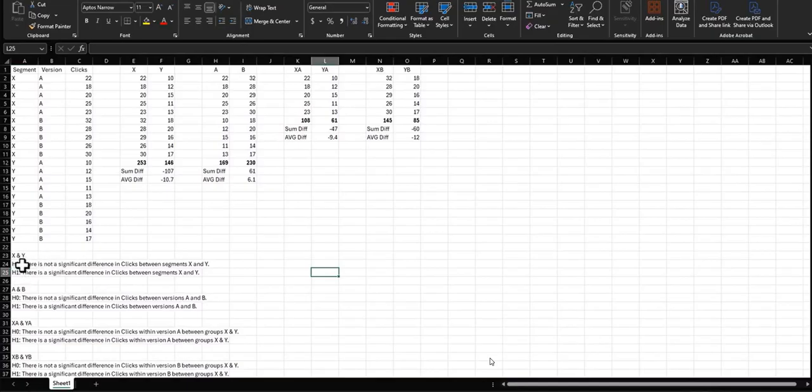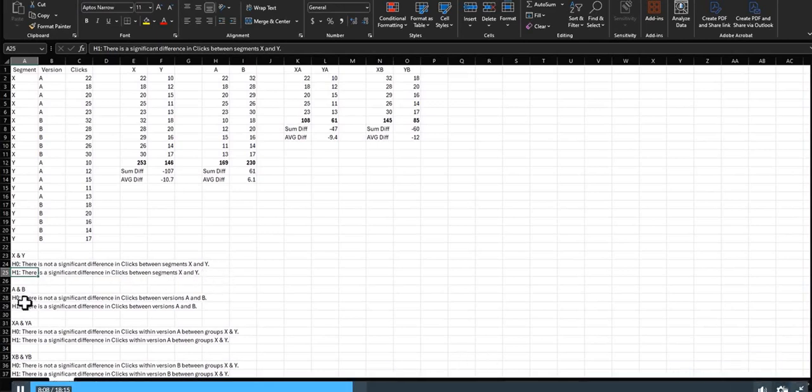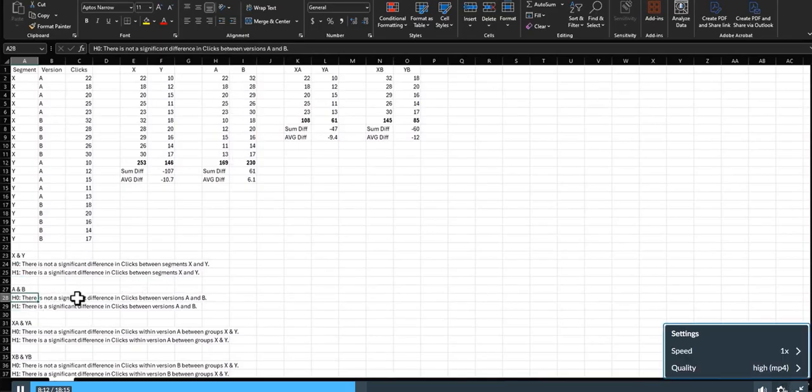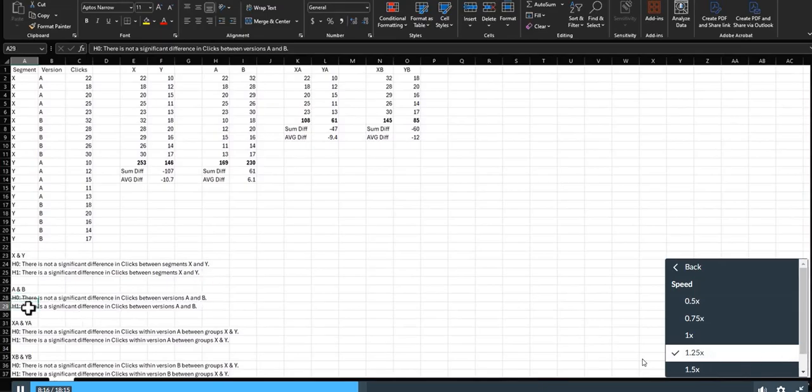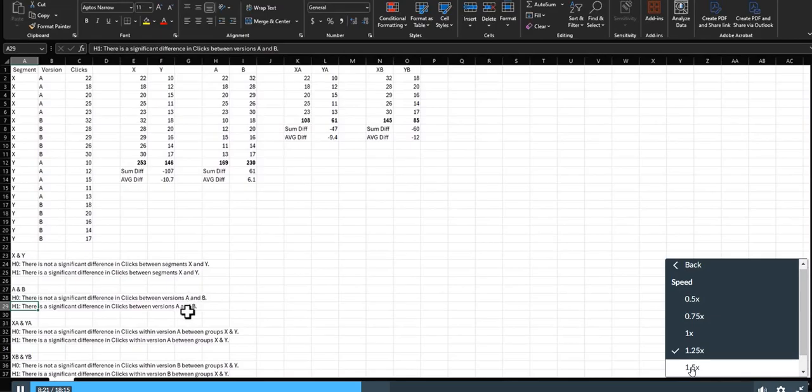So for our first set, we have our X and Y set. Our null hypothesis is there is not a significant difference in clicks between segments X and Y. Our alternative hypothesis is there is a significant difference in clicks between segments X and Y. For A and B, for this set, the null is there is not a significant difference in clicks between version A and B. Our alternative hypothesis is there is a significant difference in clicks between versions A and B.